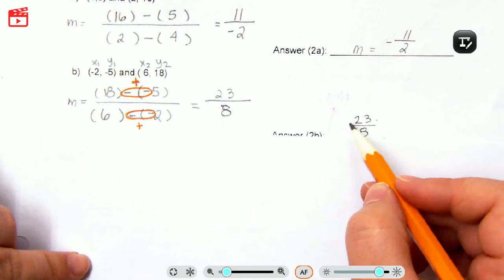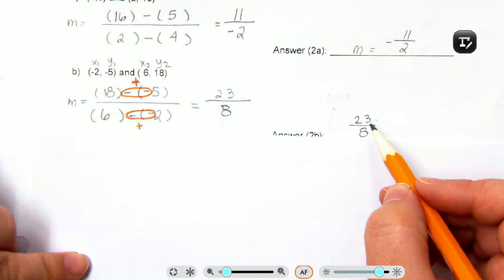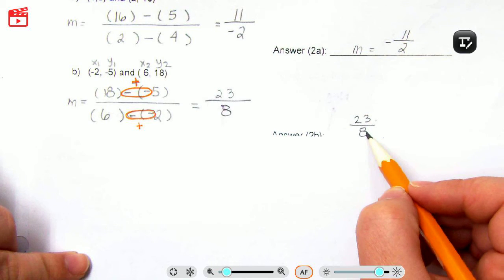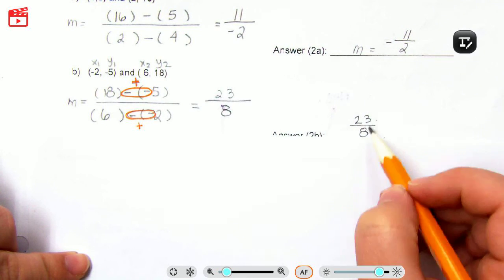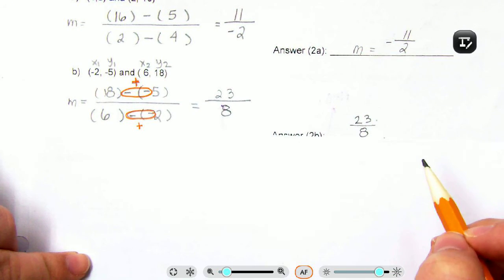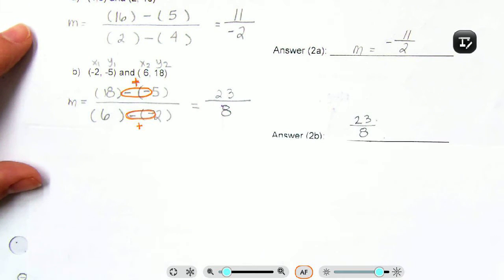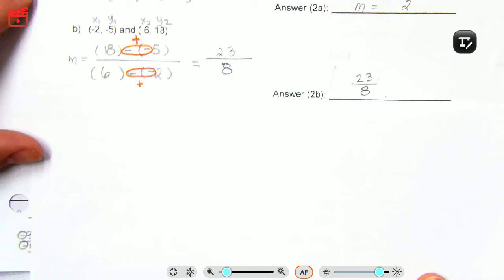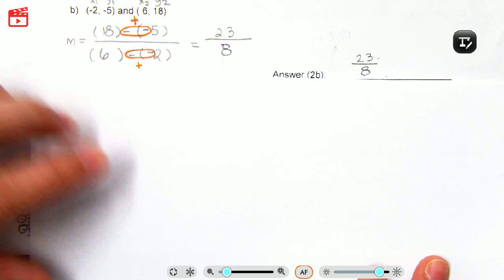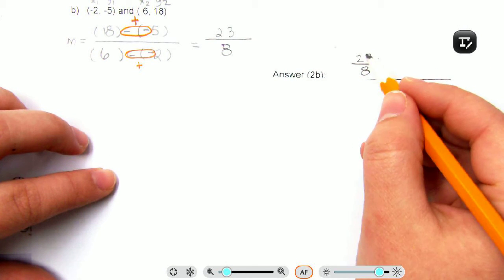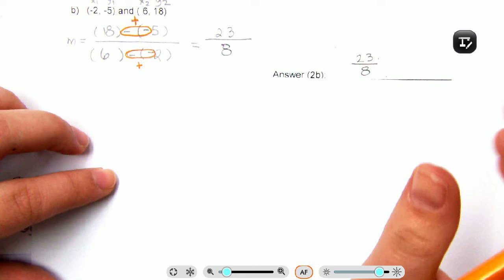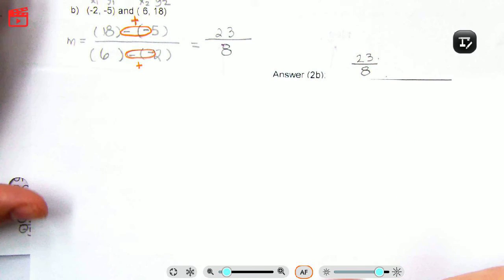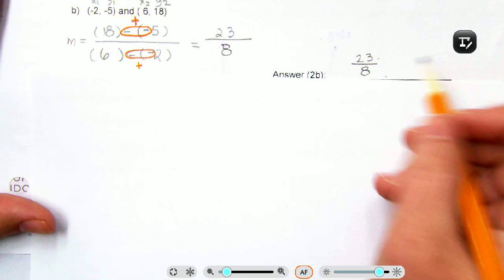Again, if we can simplify these fractions, you must simplify. If something goes into the top, that also goes into the bottom. Make sure you simplify that. In this case, 23 is a prime number, so we cannot simplify. So we get 23 over 8 as our slope. Don't change this. Don't make this into a decimal. Don't make this into a mixed number. Just leave it improper. Fractions want to be loved too. There's no reason for us to mess with this. That's fine.